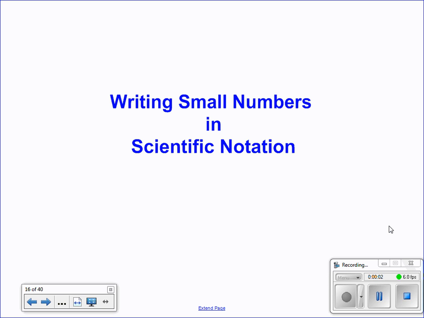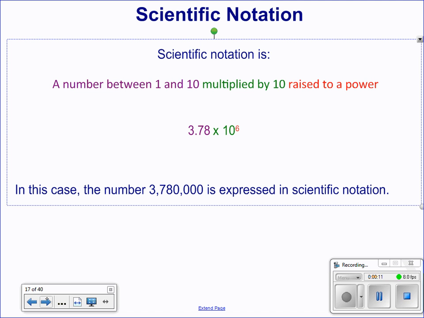So then we're talking about writing small numbers in scientific notation. These are numbers, you mean very small decimals. Just to review here, scientific notation is a number between 1 and 10. Here we have our number between 1 and 10, multiplied by 10, raised to a certain power.